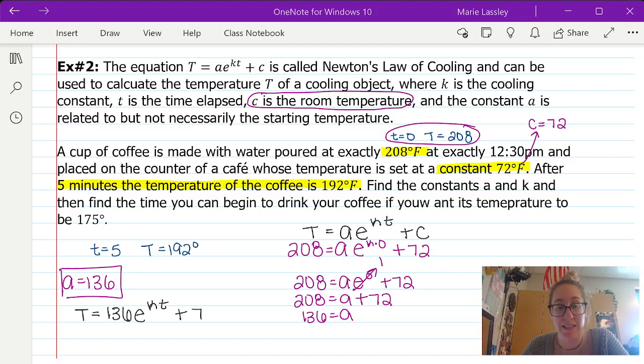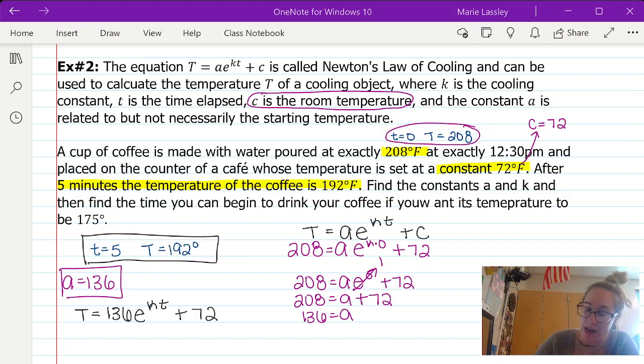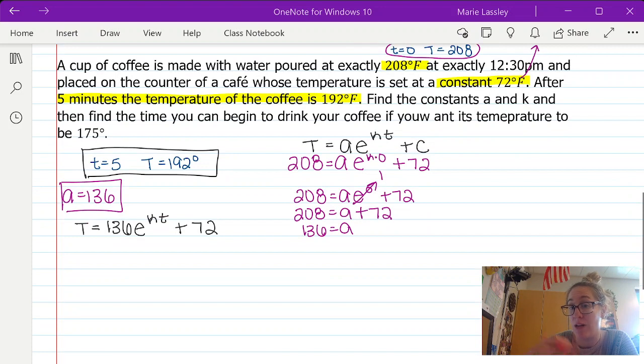The next thing that we need to find is our K value, and they did give us some information to use to find that. So now we've got this, t equals 5, capital T is 192. So we can go ahead and plug that in, and once we do that, we should then only have one variable left, which is K, and then we can solve for that. So 192 equals 136 e to the 5 minutes, so 5k, plus 72.